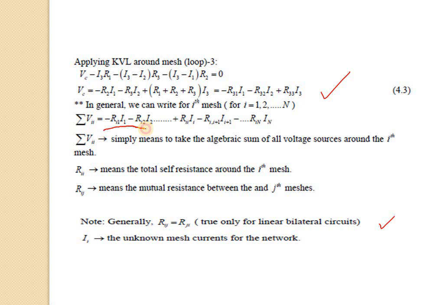In general, you can write all the equations in this generalized form: the summation of V_i equals R_i1 I1 plus R_i2 I2 and so on up to R_iN IN. Here the summation of V_i is the algebraic sum of all the voltage sources around the ith mesh, R_ii is the total self-resistance around the ith mesh, and R_ij is the mutual resistance between the ith and jth meshes. Generally R_ij equals R_ji, true only for linear bilateral circuits. So here the unknowns are the mesh currents for the network.